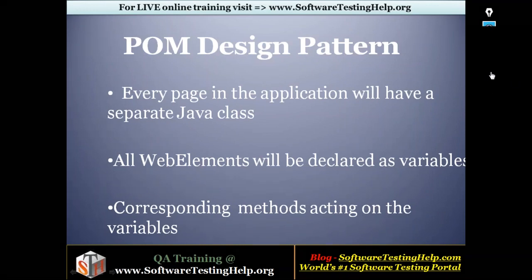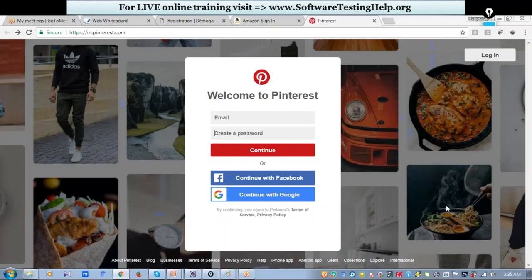Before you start designing, you should have these key points in mind. Every page in your web application should have a separate Java class, and all the web elements or locators should be declared inside that particular Java class. Similarly, the actions that you perform on those web elements, you declare as separate methods inside that Java class. So you should have these key points in mind before designing. Let me show an outline to you. How do we start designing this?